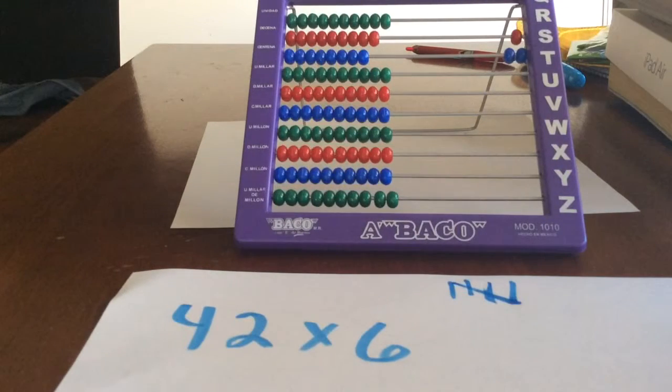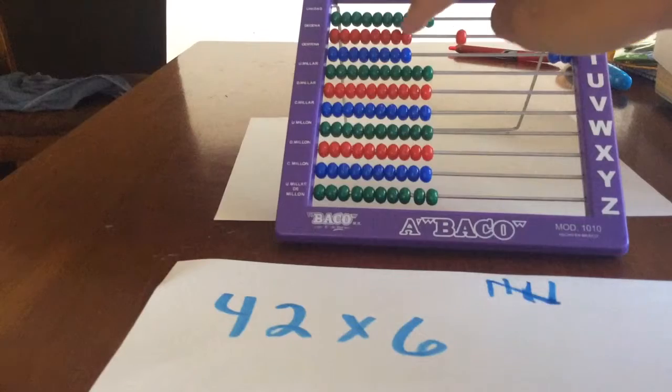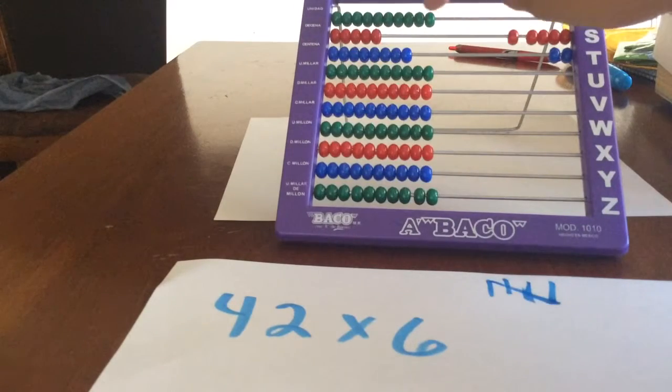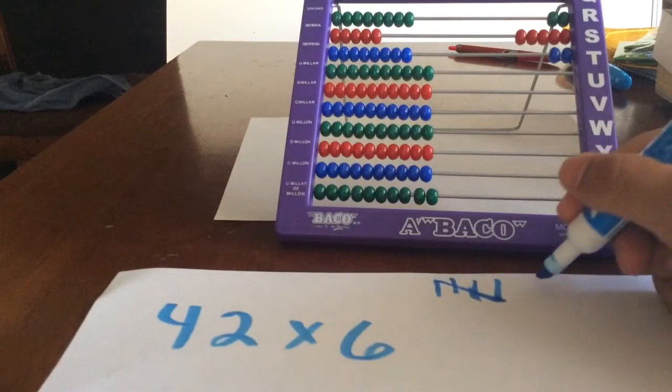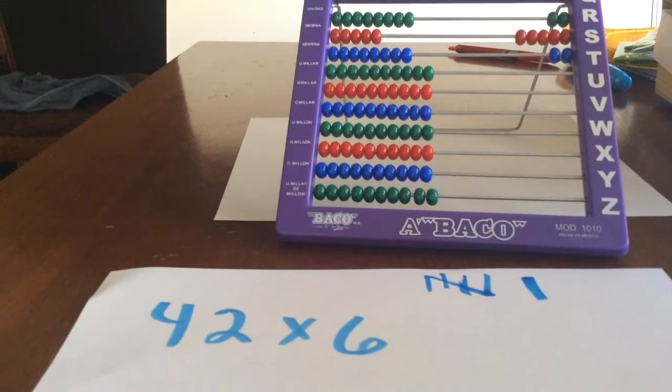Now I'm able to count that final 42, the sixth one, right? Because that's 42 times 6. So now we use 1, 2, 3, 4, 1, 2. That's my sixth 42. So I'm already done here. Now it's just a matter of counting those beads.